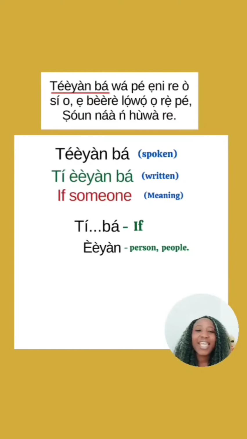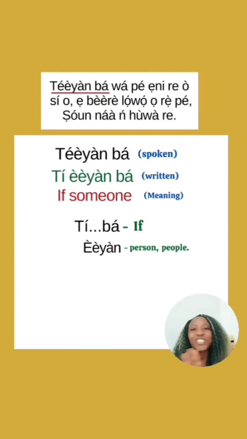And èèyàn means person. It can as well mean people. Èèyàn can be person. It can as well be people. It depends on how you use it, the context.